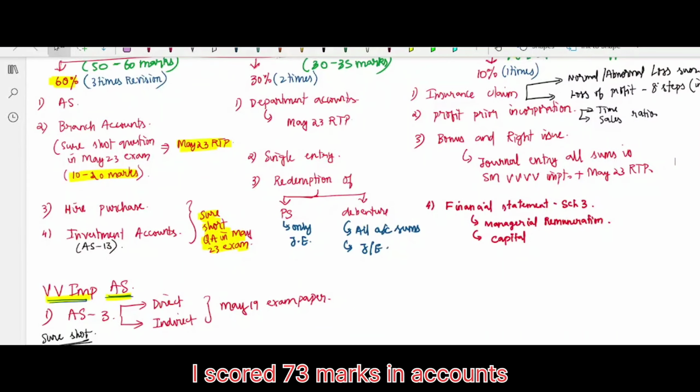Then comes branch accounts. Branch accounts, a sure shot question is going to come. I have written it as sure shot. That means it is going to be seen in your May 23 exam paper at any cost. Okay, in that also I can specifically say that foreign operation related sums are very important. In the past three attempts they haven't tested this concept, and in the May 23 RTP they have given one sum related to foreign operation. So please go through that sum particularly.